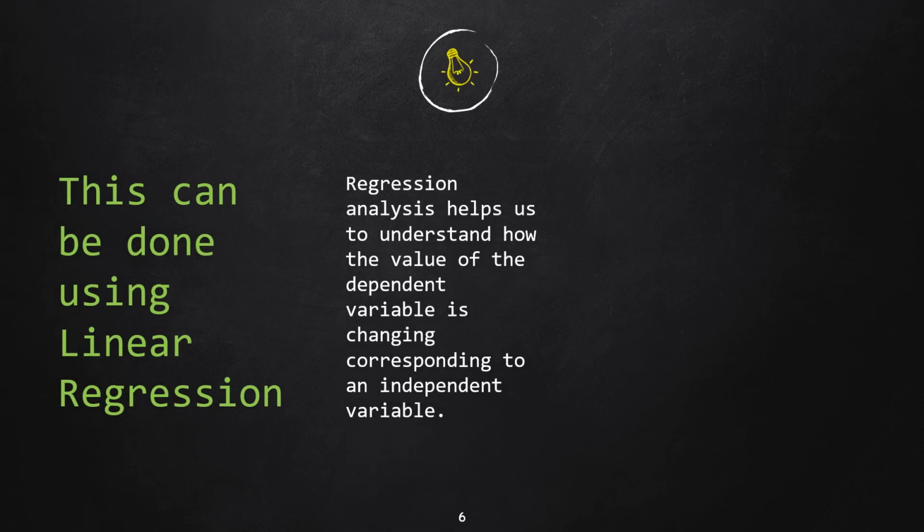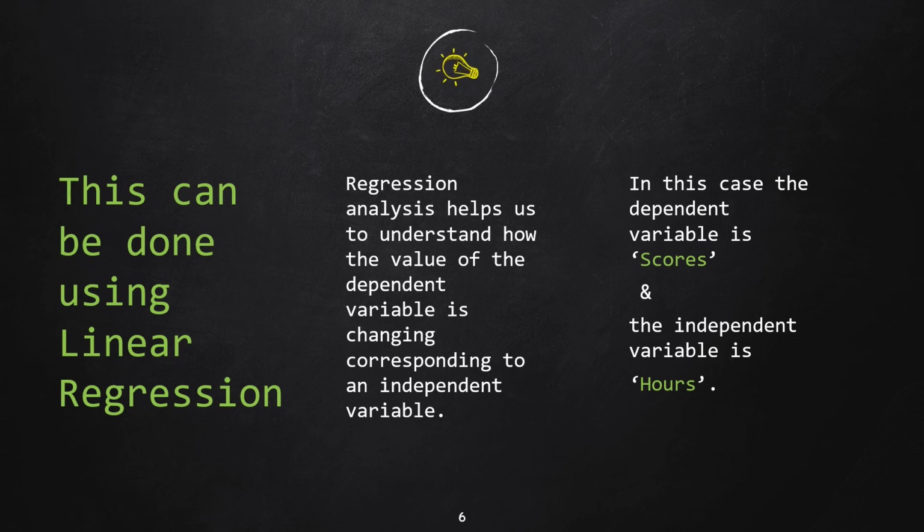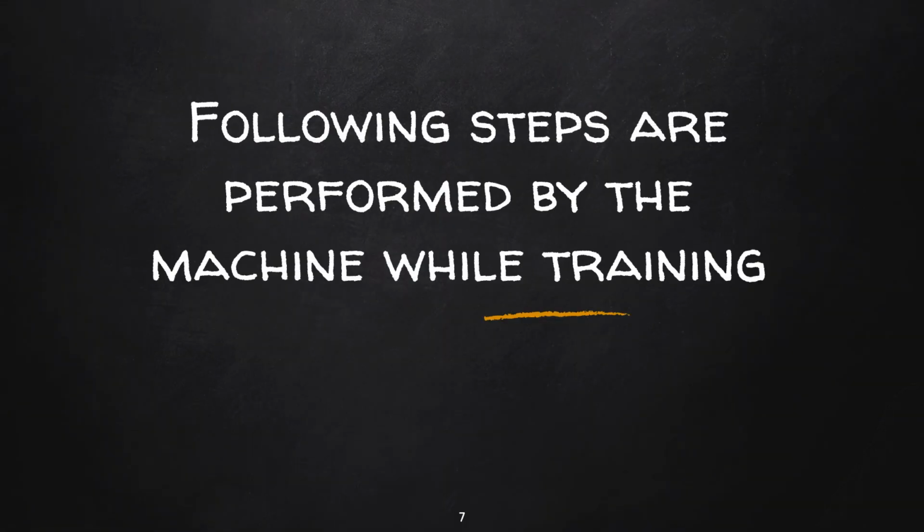Regression analysis helps us to understand how the value of the dependent variable is changing corresponding to an independent variable. In this case, the dependent variable is scores, and the independent variable is hours. The following steps are performed by the machine while training.